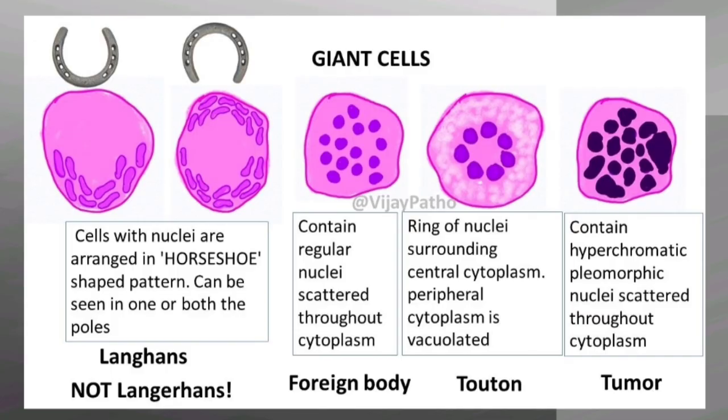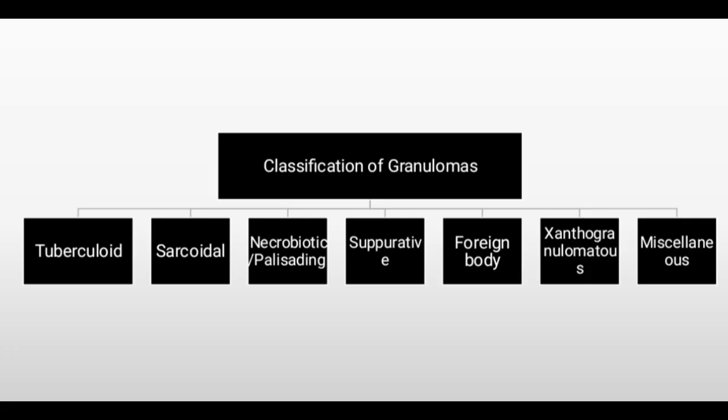Touton giant cells are seen in adipocyte diseases, where the peripheral cytoplasm is vacuolated. Tumor-type giant cells contain hyperchromatic pleomorphic nuclei scattered throughout the cytoplasm. Classification of granulomas can be tuberculoid, sarcoidal, necrobiotic or palisading, suppurative, foreign body, xanthogranulomatous and miscellaneous.